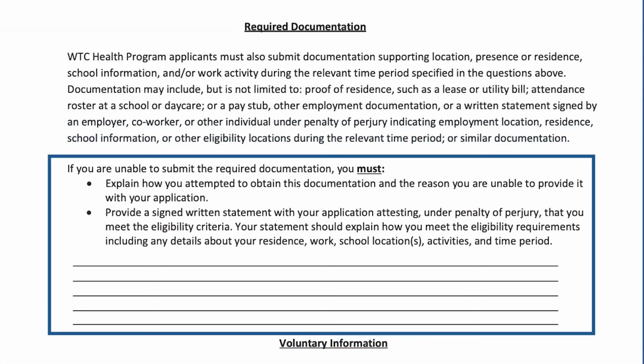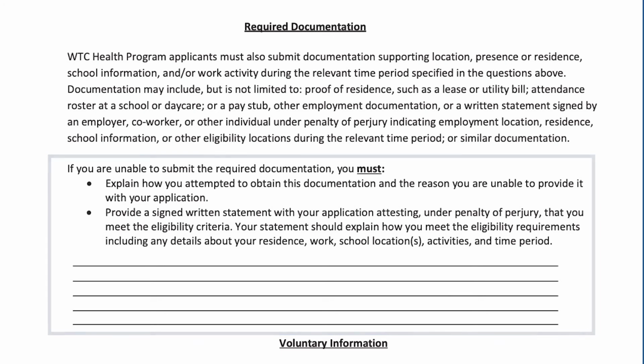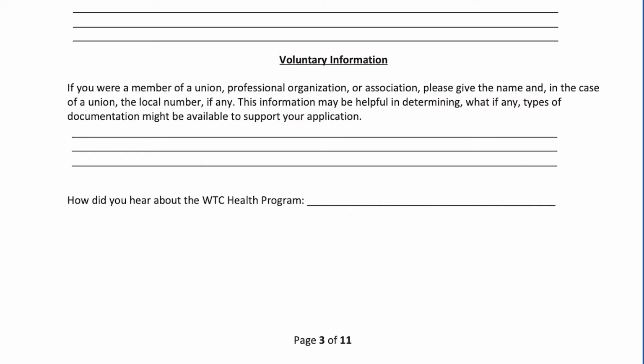If you are unable to submit the required documentation, you must explain how you have attempted to obtain this documentation and the reason you are unable to do so. You will also need to provide a signed written statement that you meet the eligibility requirements and include details about where and why, as well as the time period you were in the disaster area. There is also a voluntary information section where, if you are a member of a union, professional organization, or association, you have the option of listing your membership.